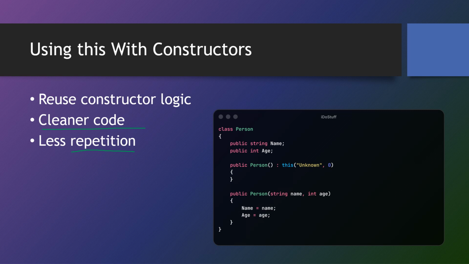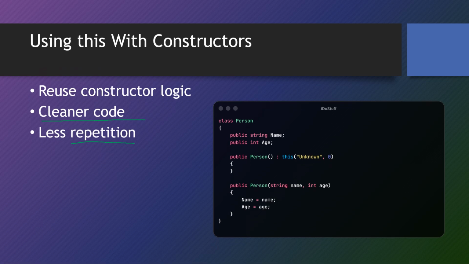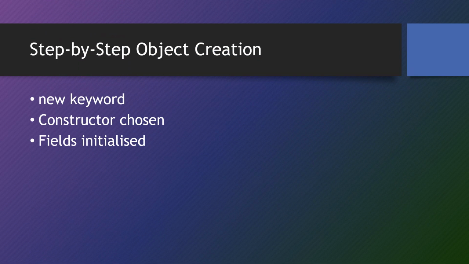Step-by-step, the object creation flow. When an object is created, new is used. The matching constructor is selected. Fields are initialized. The object becomes usable. Multiple constructors simply give C# more valid ways to perform this process.